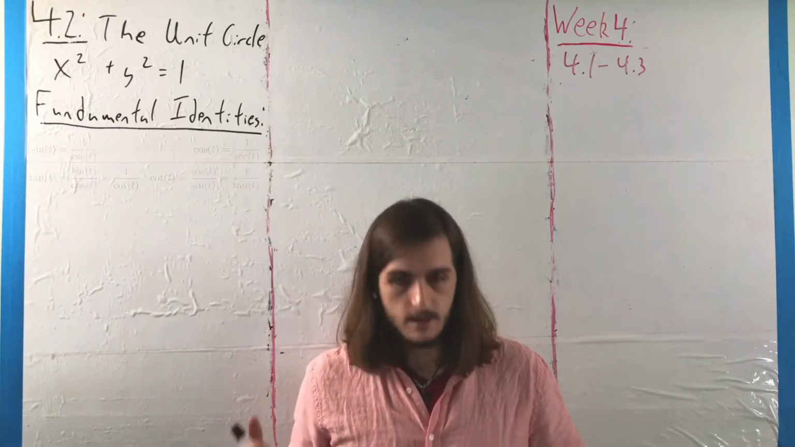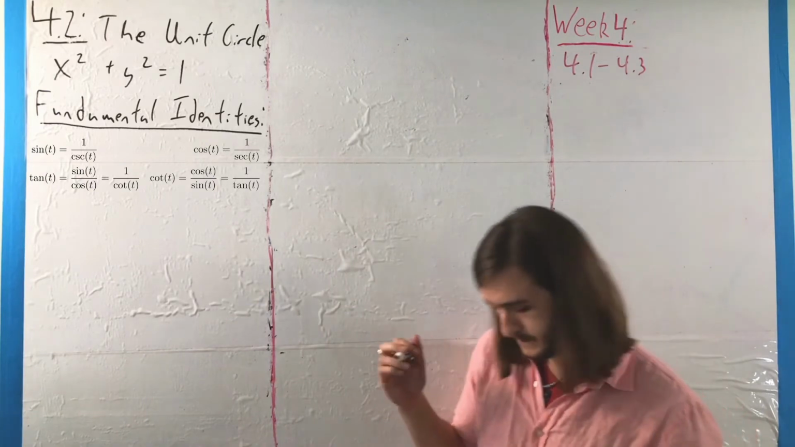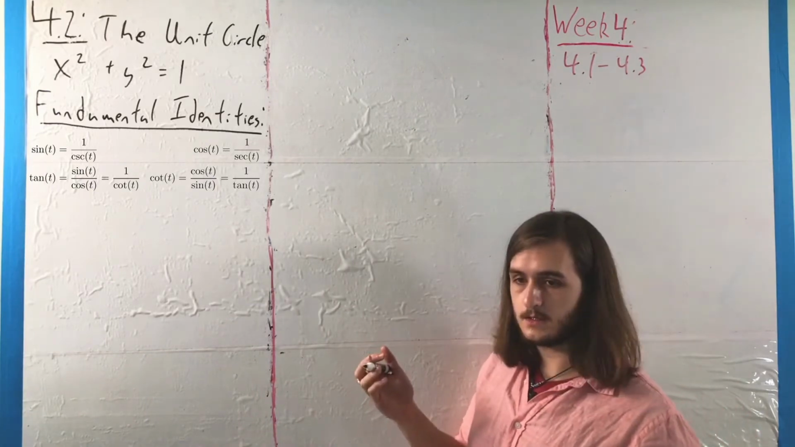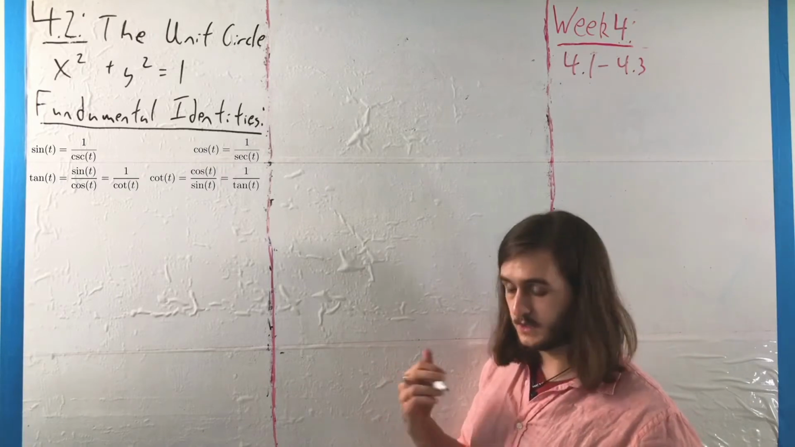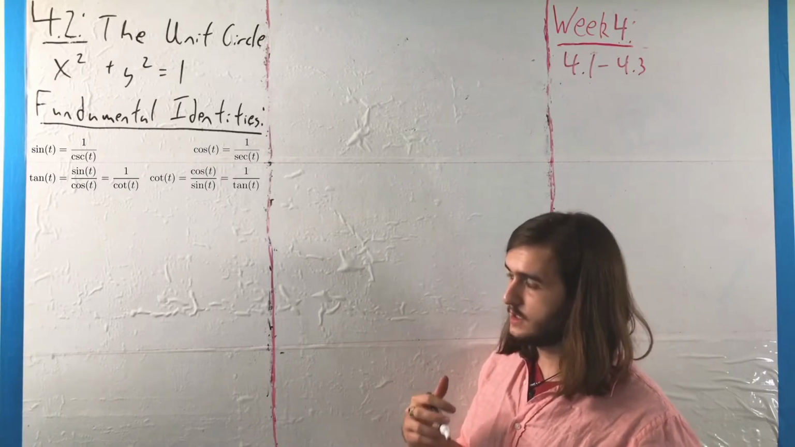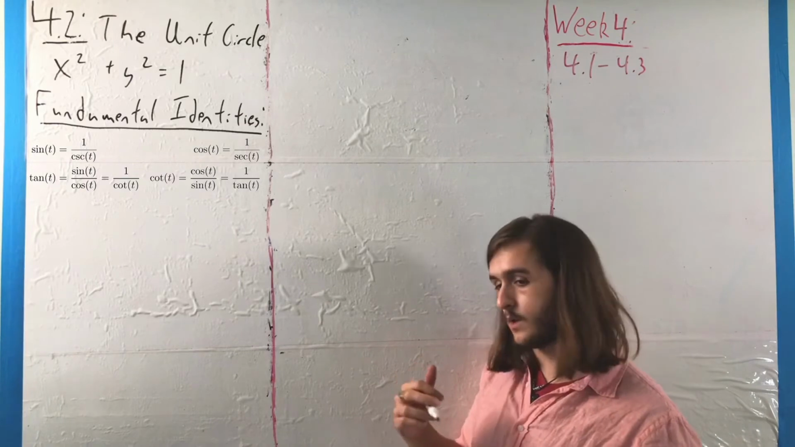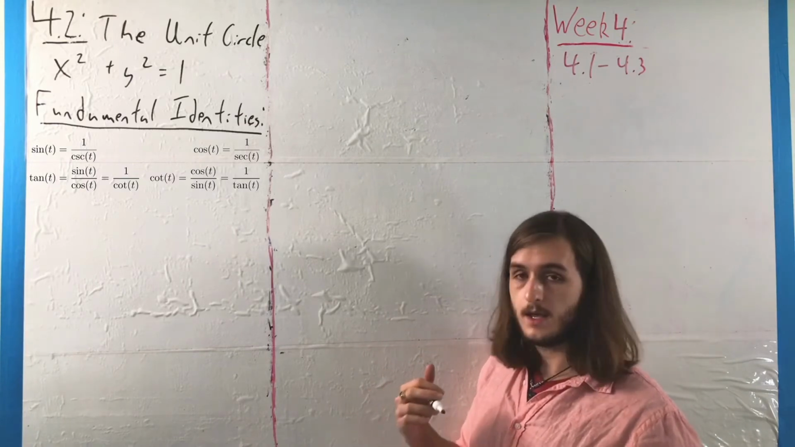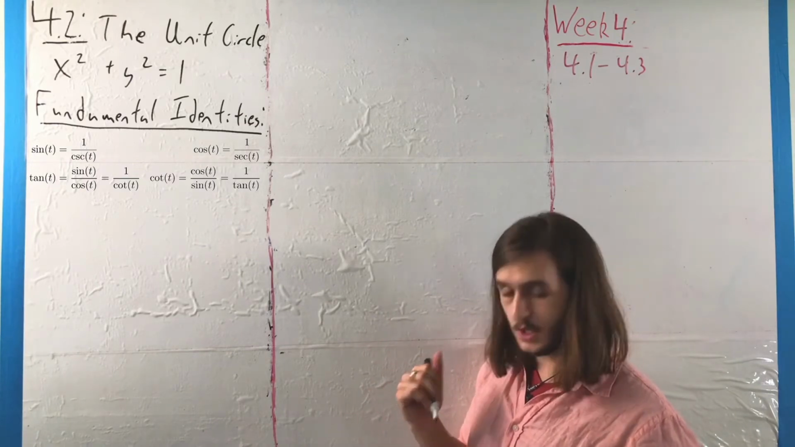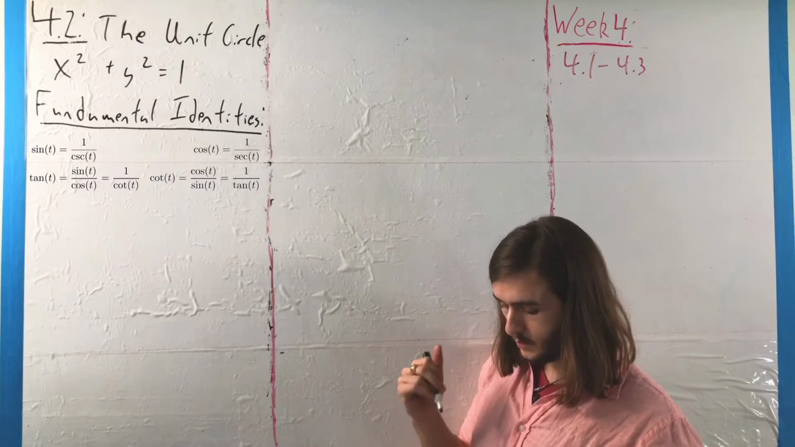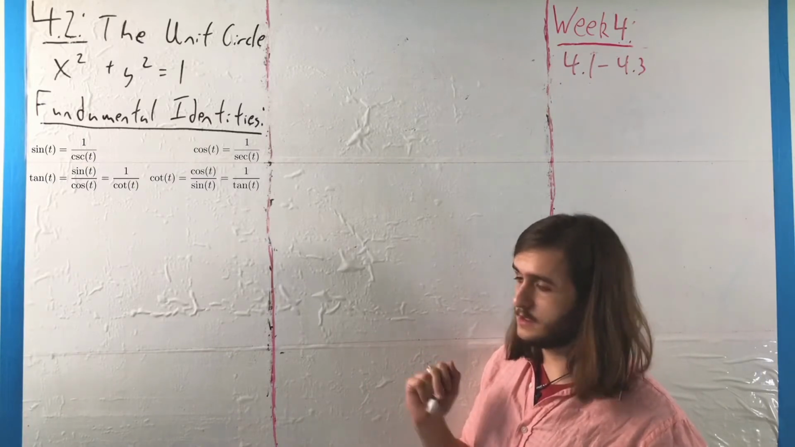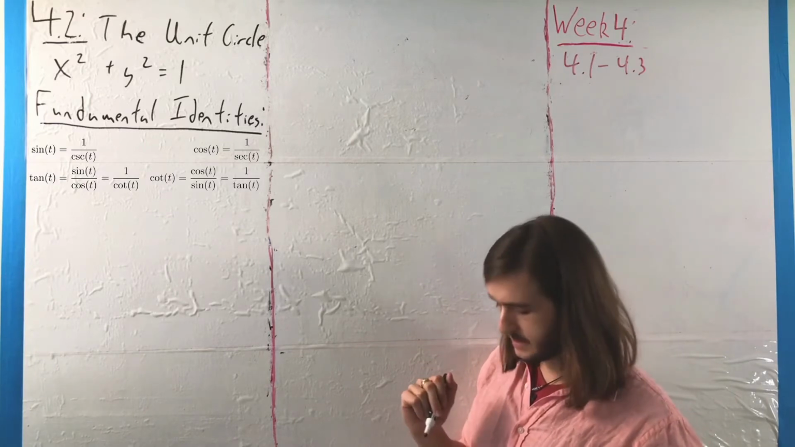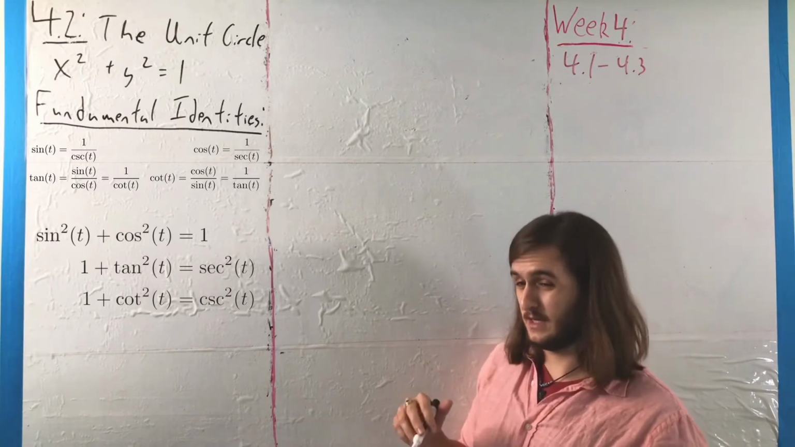That is, sine of some angle t is the same as 1 over cosecant of t. Cosine is the same as 1 over secant. Tangent is the same as sine over cosine, or 1 over cotangent, and cotangent is cosine over sine, or 1 over tangent. And from these, we get another set of identities called the Pythagorean identities.